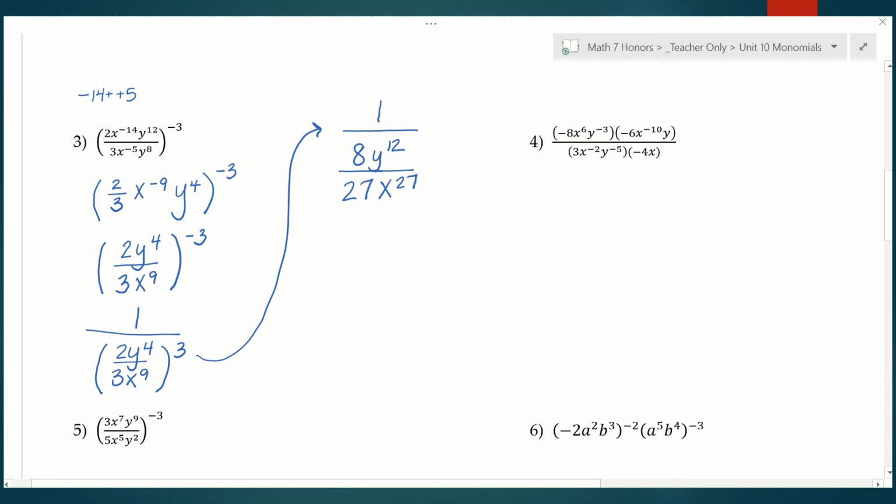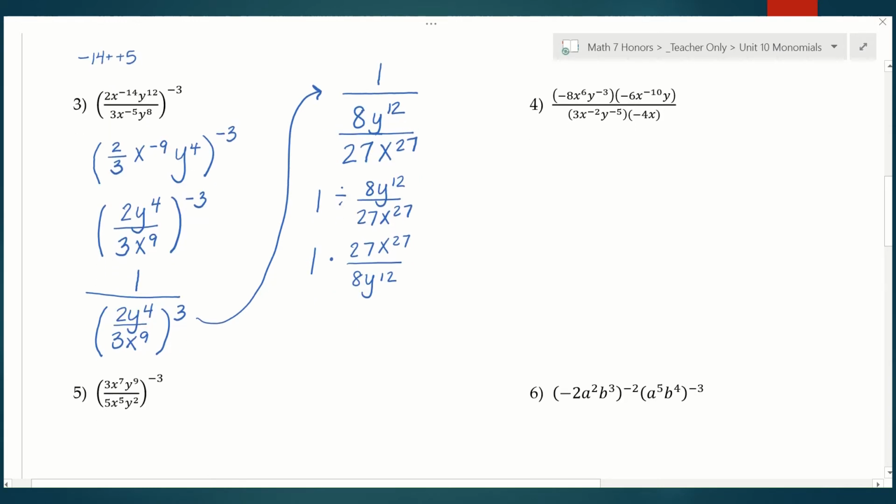The problem is that I can't be done because I have a complex fraction. So we saw this, I think, one time in the previous lesson. Remember, a complex fraction is just dividing. So this is really 1 divided by 8y to the 12th over 27x to the 27th, which I know that in order to divide by a fraction, I have to multiply by its reciprocal. So it really turns into that. And 1 times anything is just whatever I am multiplying by. So my answer is this.